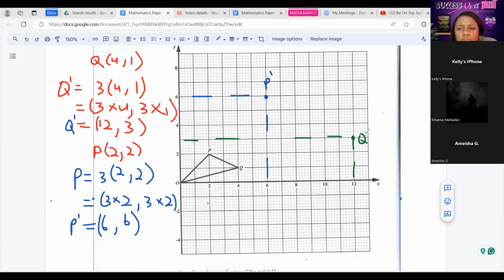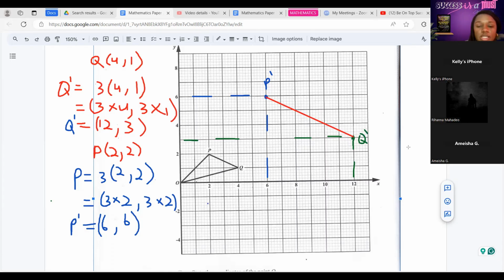Q prime. So now I can connect the lines, connect the dots, and that will be the enlargement. Now, they just made us enlarge one side. Sometimes they make us enlarge the whole thing.